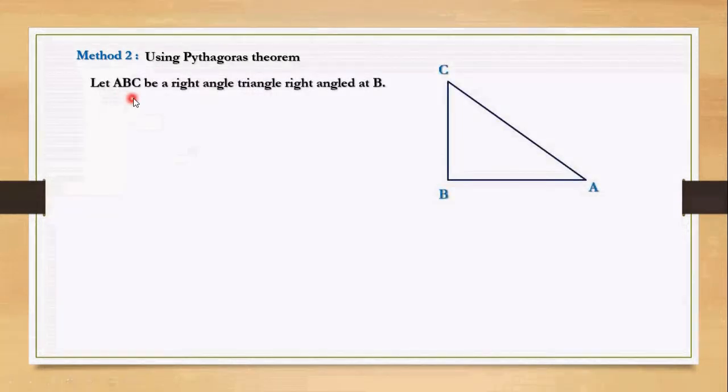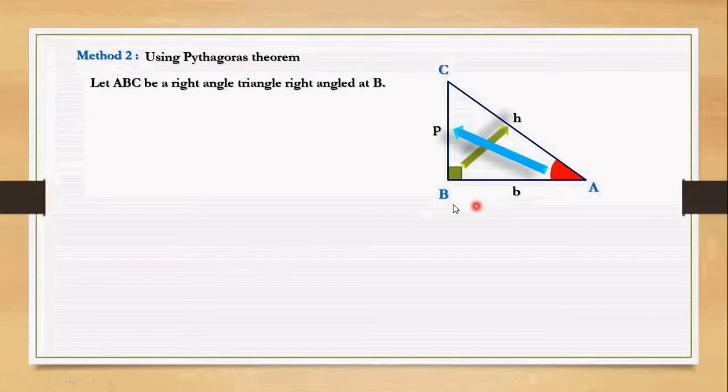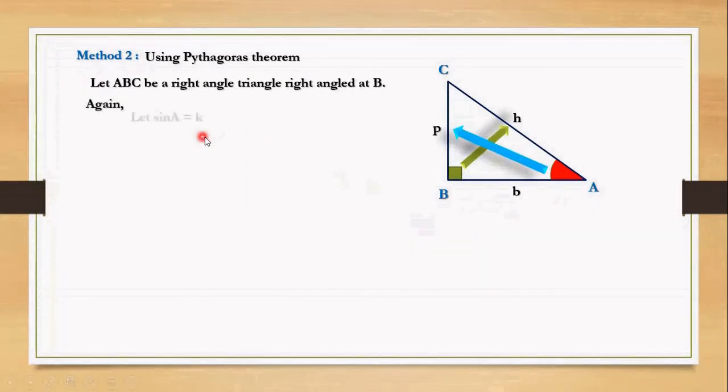Students, once again, we are going to express all the trigonometric ratios in terms of sine A. But here we are using the second method, that is using Pythagoras theorem. Let ABC be a right angled triangle, right angled at B. Here hypotenuse is the side AC, which is opposite of B, and for the reference angle A, the perpendicular P is BC, and AB is the base.